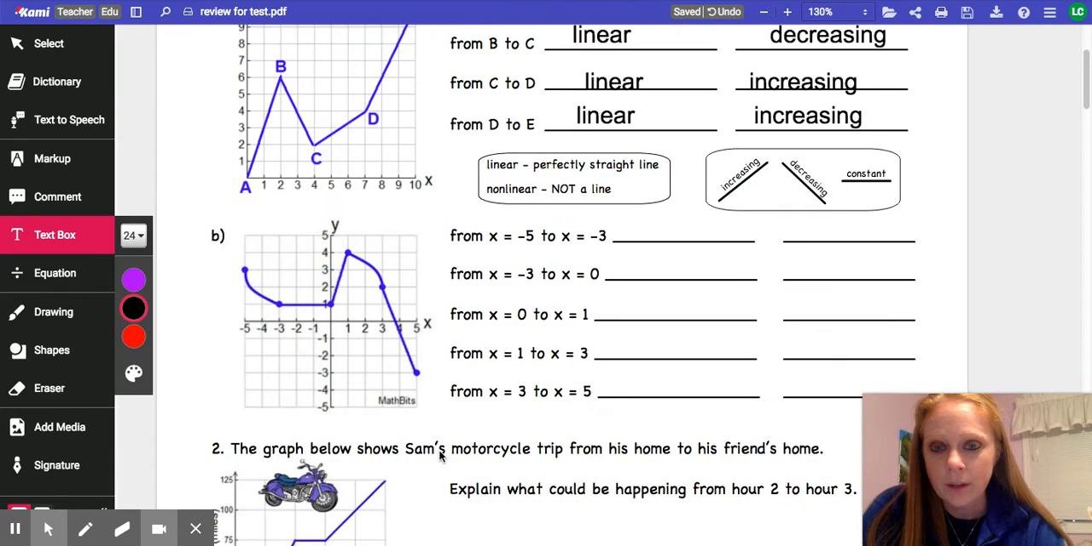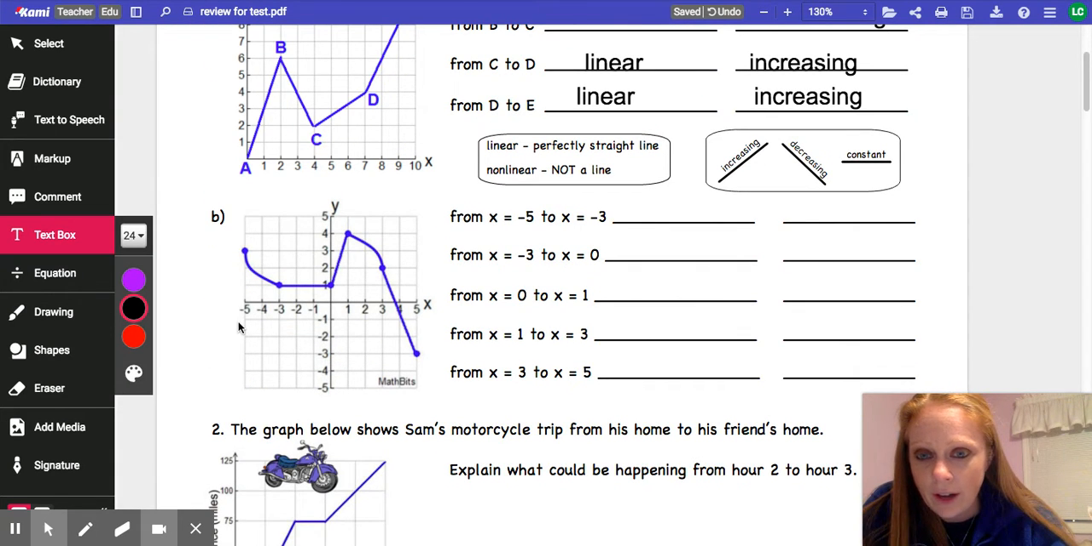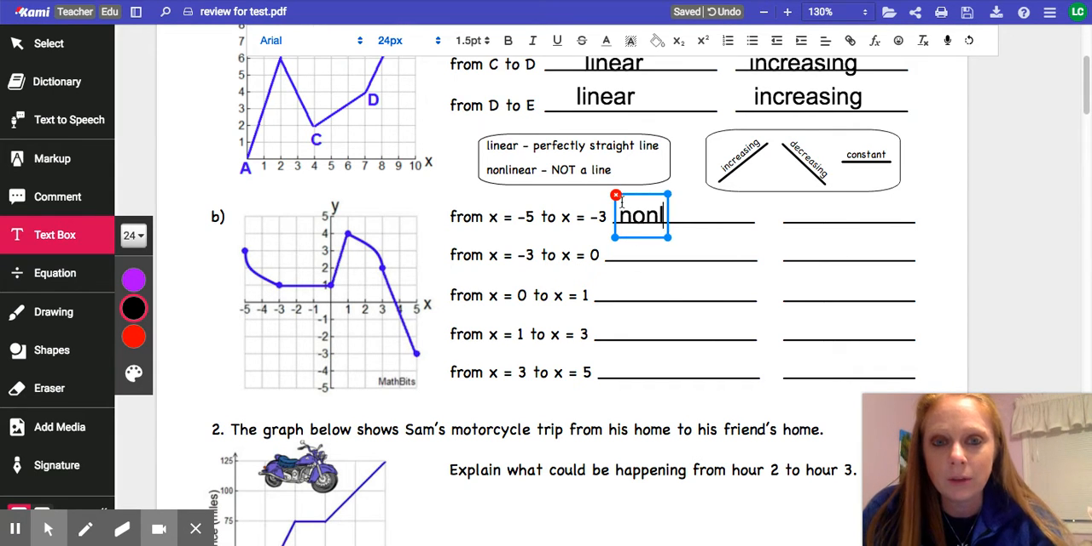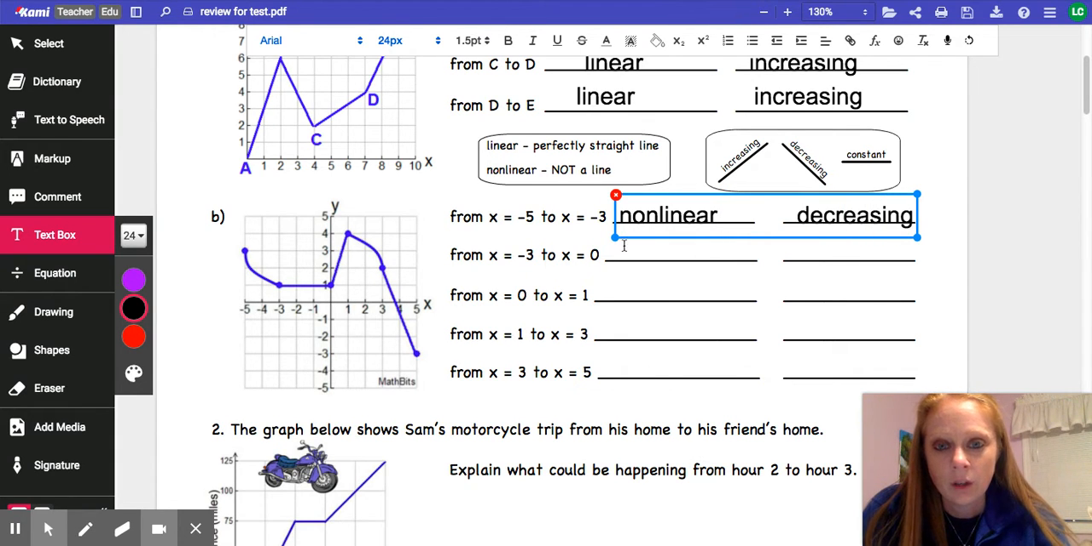All right, let's look at B. From the interval x is -5 to x is -3, this is a curve, so that would be considered a nonlinear segment. And it is headed downward, so we can say it's decreasing. From x is -3, which would be right here, to x is 0, right here, again, just looking at the x-axis, this is a flat line. It's definitely straight, so we can say linear.